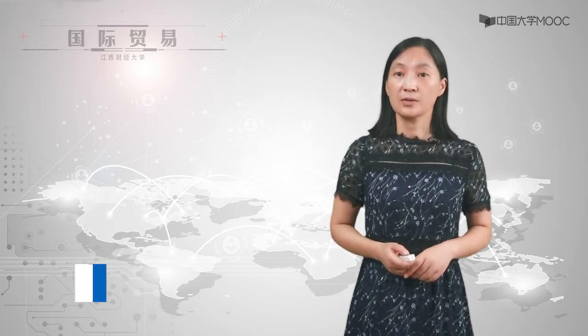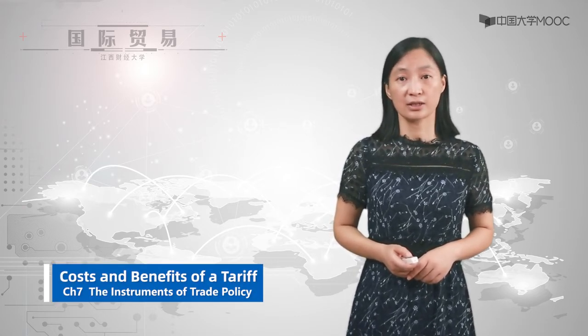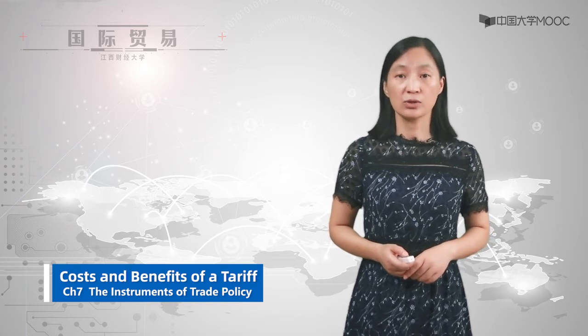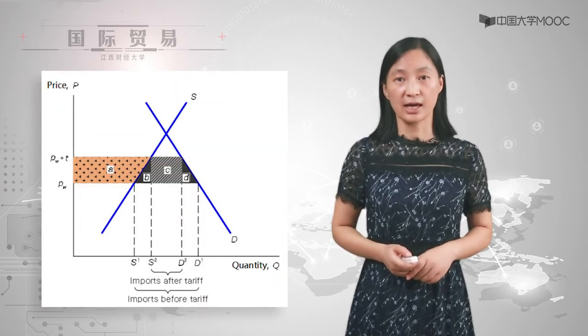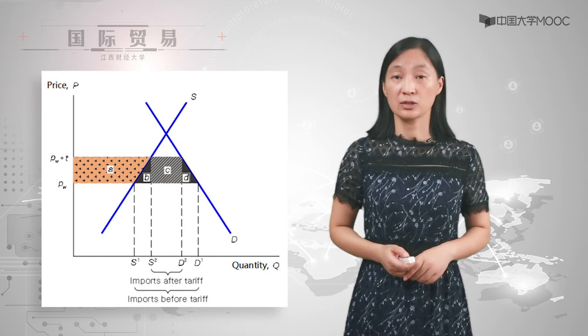Now, we can use the concepts of consumer surplus and producer surplus to analyze the costs and the benefits of a tariff for the importing country. Because tariffs have different effects on a large country and a small country, we need to consider two cases. First, we assume the importing country is a small country. This small nation would be a price taker, which can't affect world prices. Figure 3 illustrates the costs and the benefits of a tariff for the small nation.